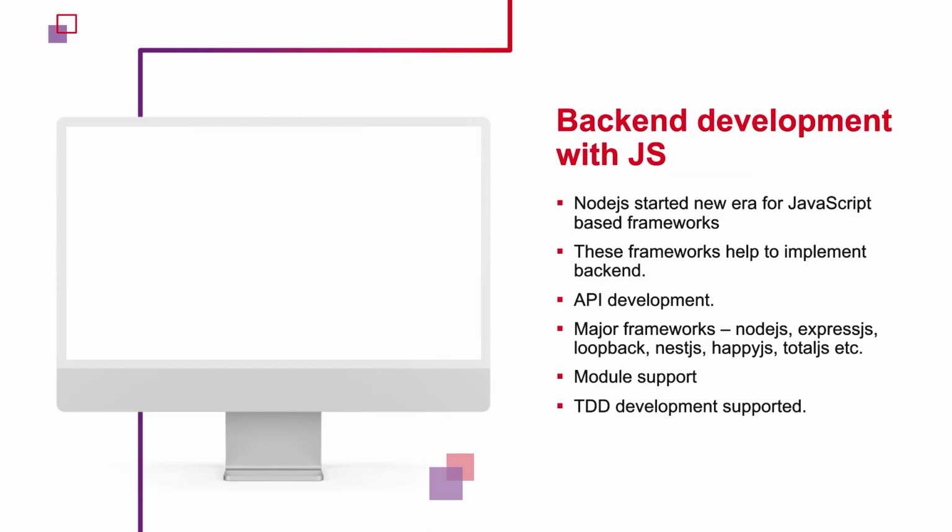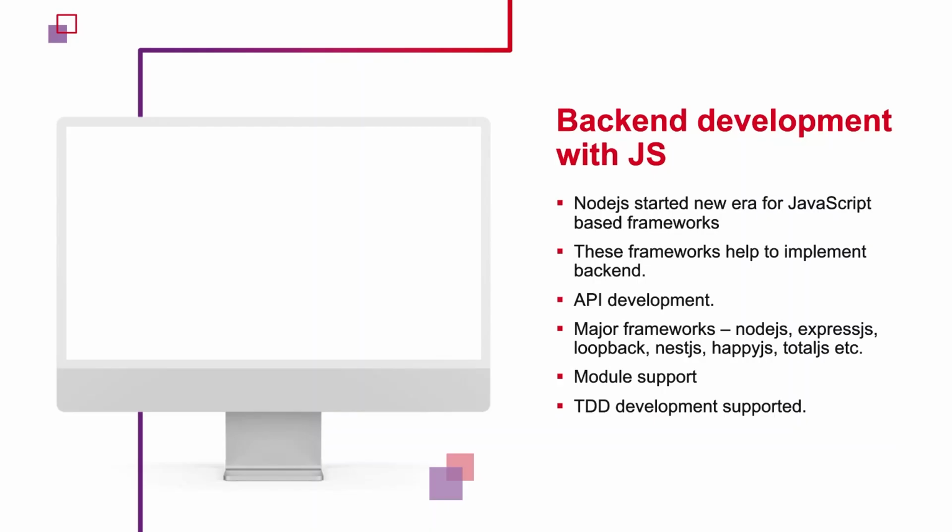for backend development. Actually, this change started with Node.js. So Node.js started the new era for JavaScript-based frameworks for backend development, right? These frameworks help to implement backend, and backend means the supporting APIs or functionality that is running on a server, and that server delivers some functionality to the front end in support, right? As of today we simply say it is API development because majorly we develop APIs when we say backend, right?